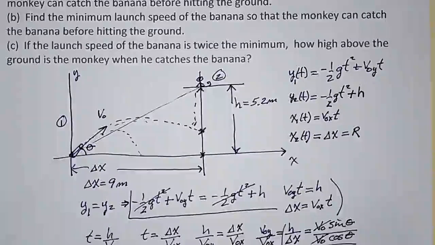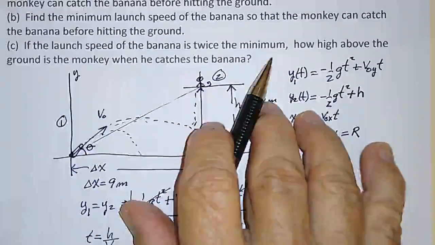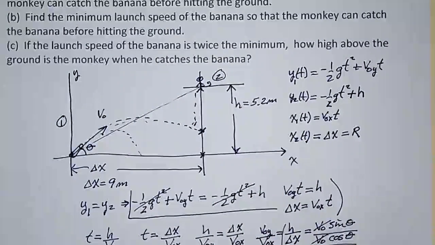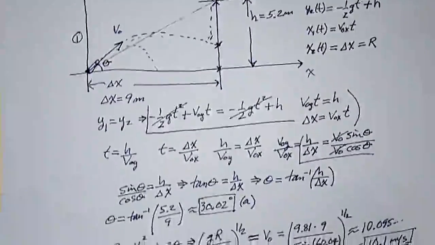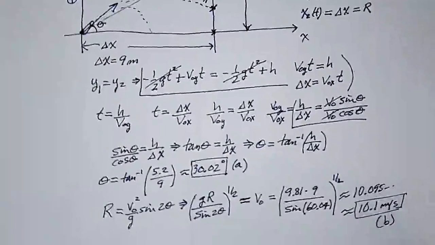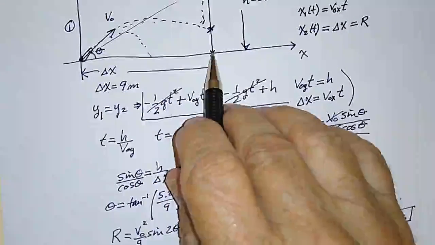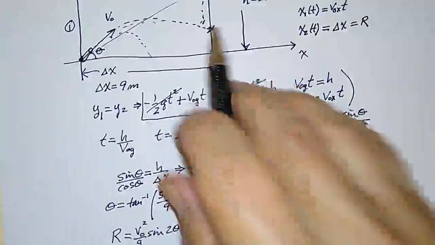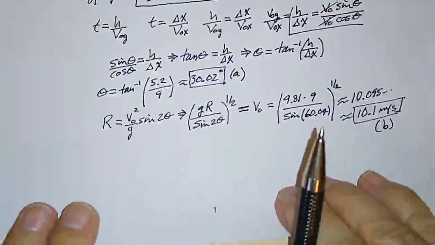Okay, so let's look at the C part. If the launch speed of the banana is twice the minimum, how high above the ground is the monkey when he catches the banana? So how do we do that? Well, first of all, we have to figure out how long it takes to get from here to here, or to here where they collide, if it's twice as fast as the minimum speed. So how do we do that?